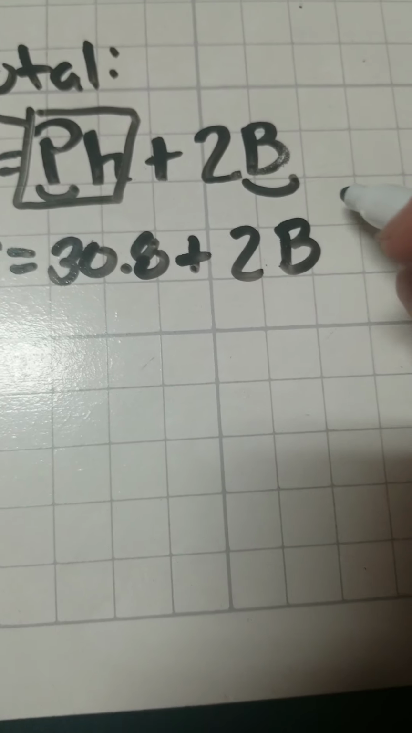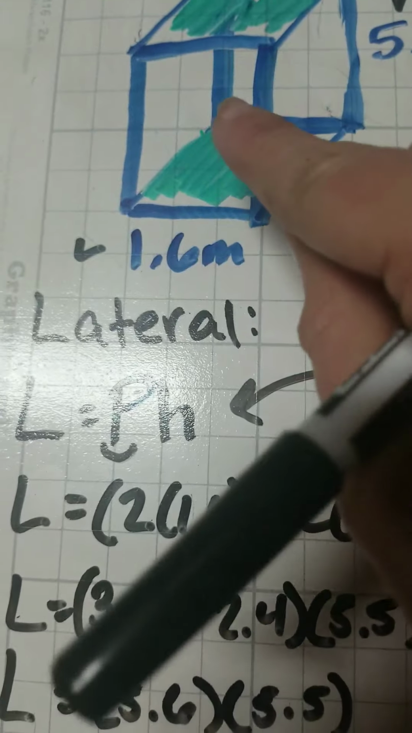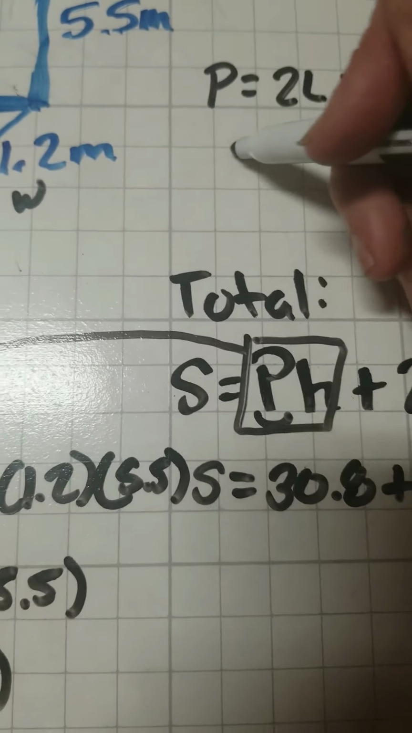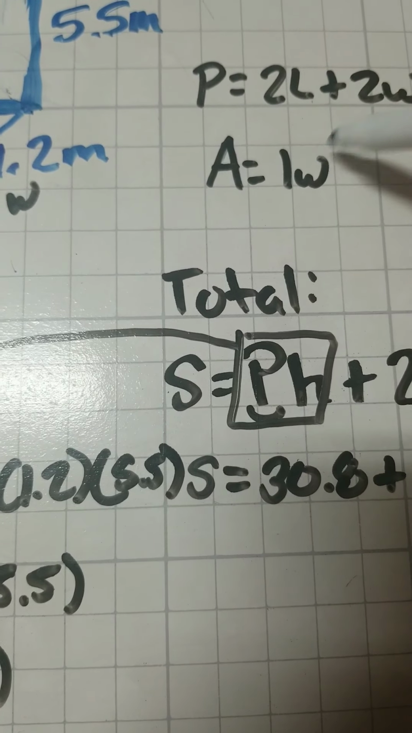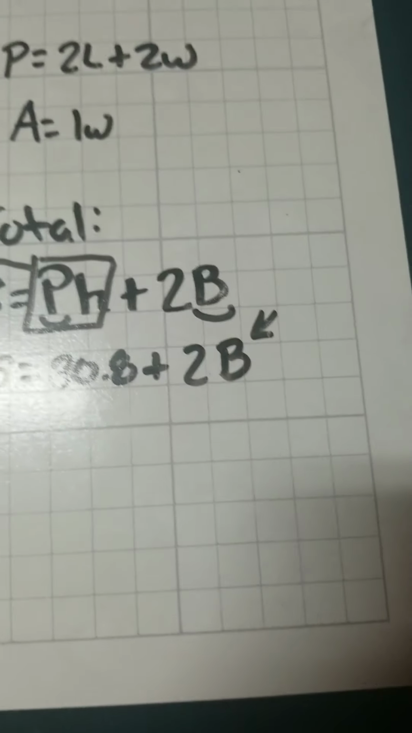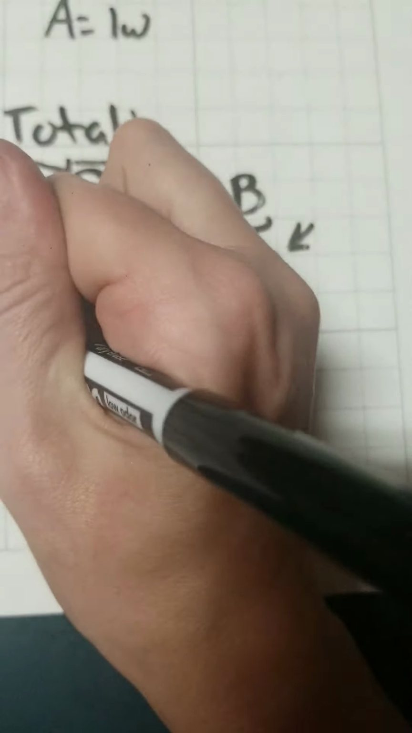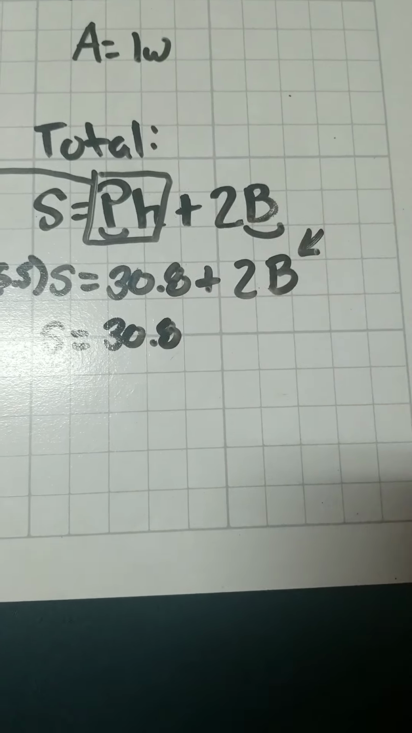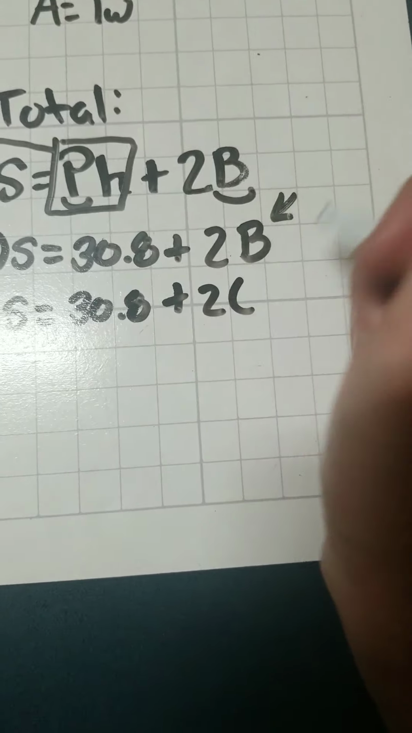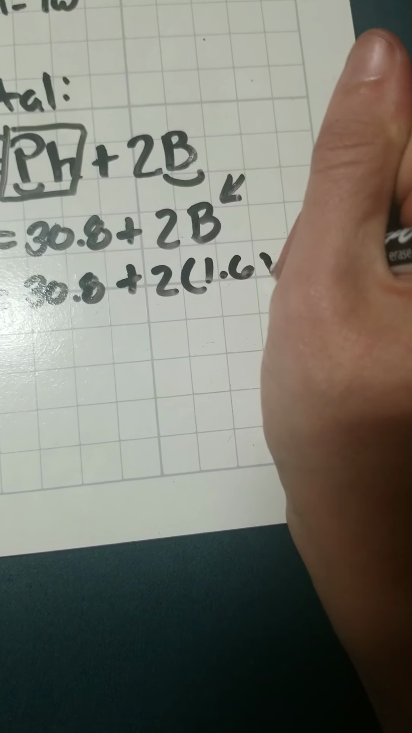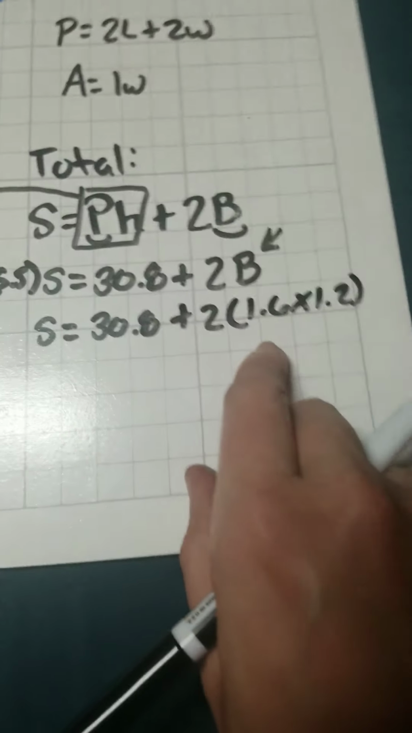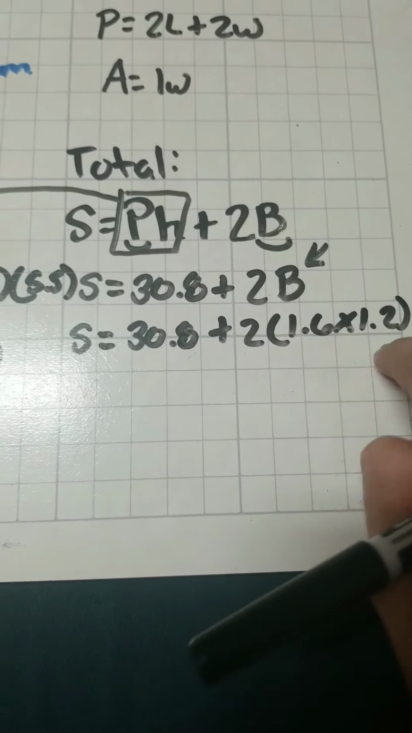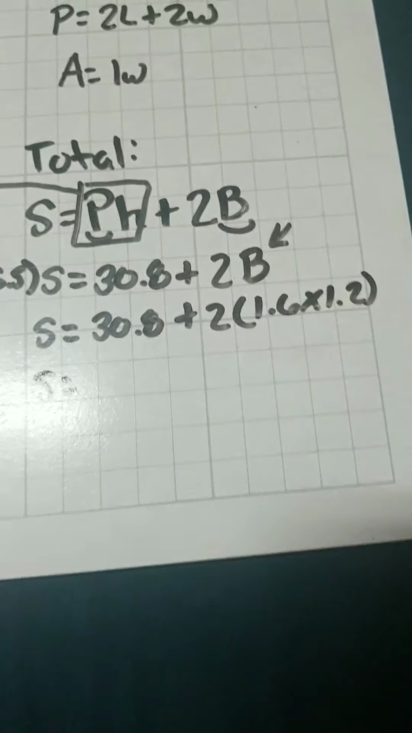My base is a rectangle. And in order to find the area of a rectangle, you learned way back when that area is length times width, or base times height. So I'm going to plug that in place of the big B. So my total surface area is 30.8, which is my lateral surface area, plus 2 times 1.6 times 1.2. Now order of operations says I have to solve what's inside the parentheses first. So I'm going to do that up here.